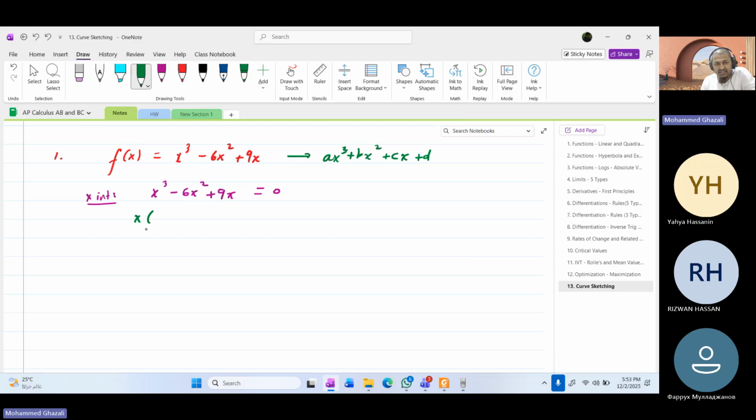But in this case, it's very easy. You can just take out x as a common factor. You're left with the quadratic x squared minus 6x plus 9 equal to 0. This looks like a perfect square. So you've got x minus 3 into x minus 3 is equal to 0. So x is equal to 0, or x is equal to 3 with multiplicity 2.